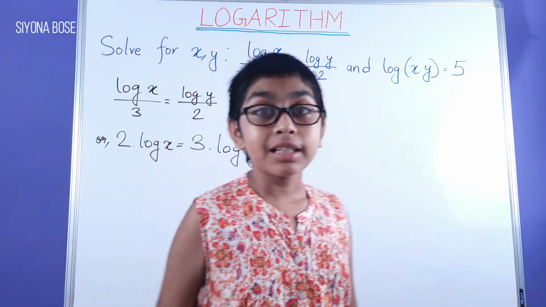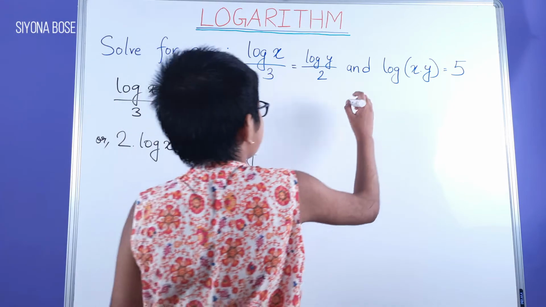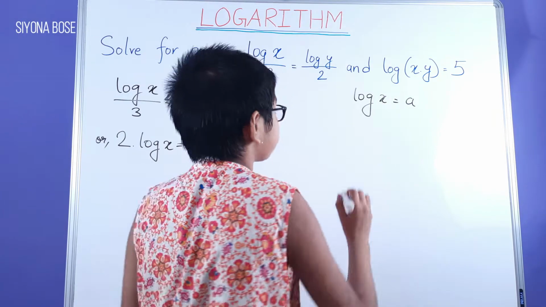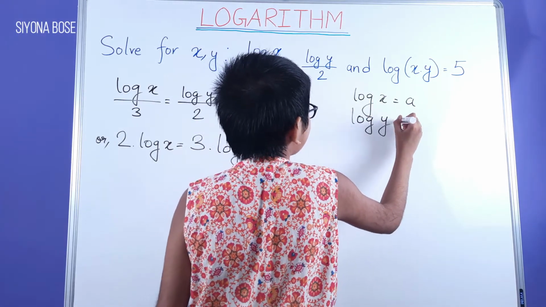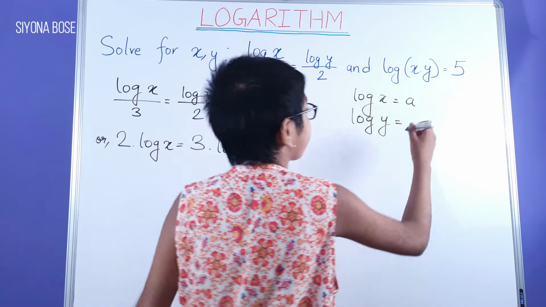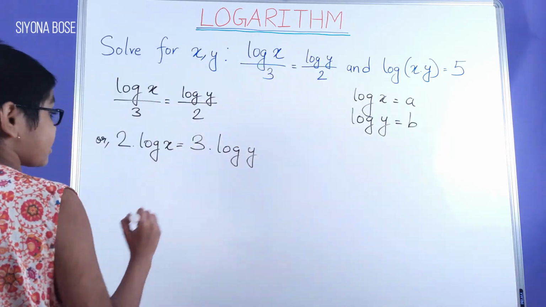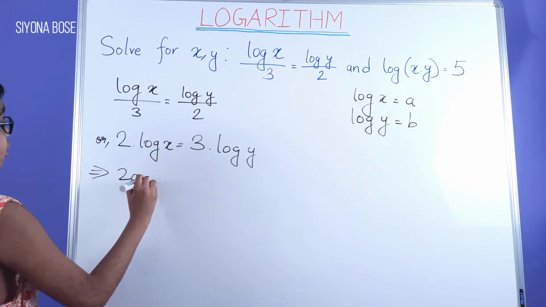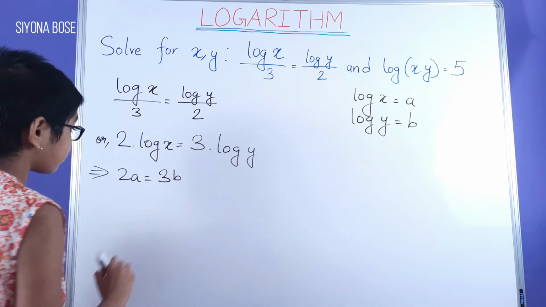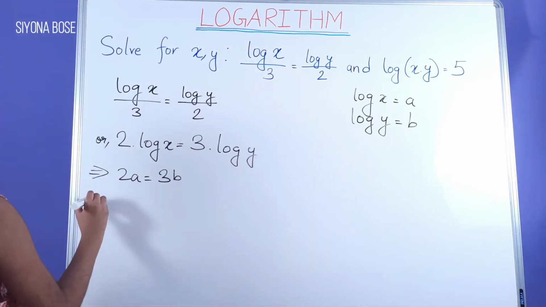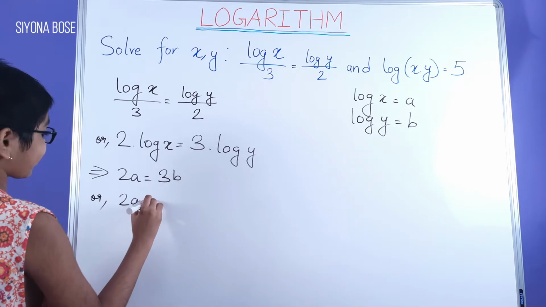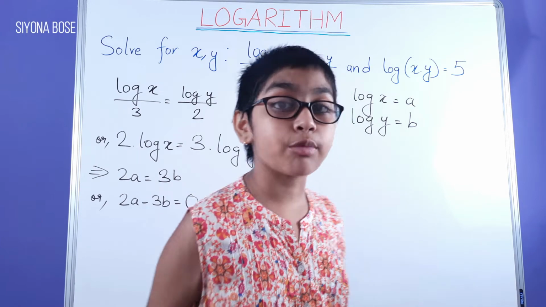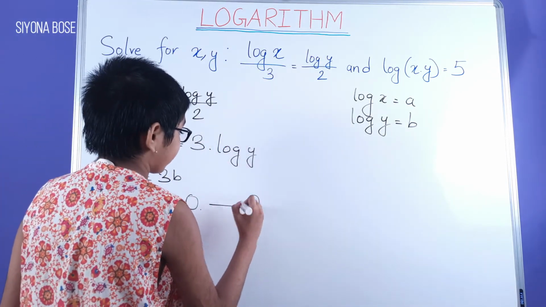We can consider log of x equal to a and log of y equal to b. Then we can write this as, it implies that 2a equal to 3b, or 2a minus 3b equal to 0. This is our first equation, and we can mark this as 1.